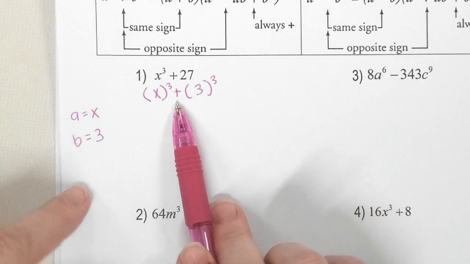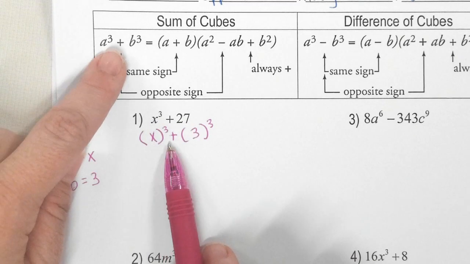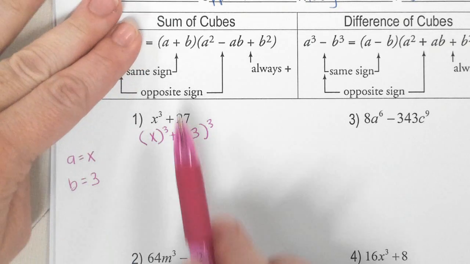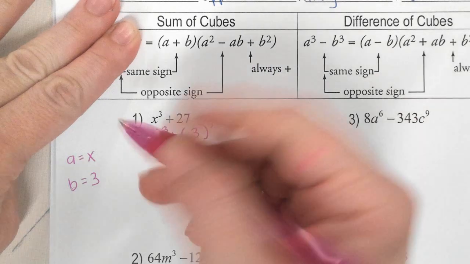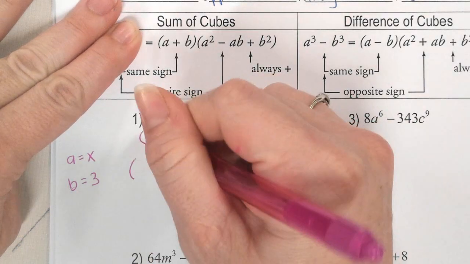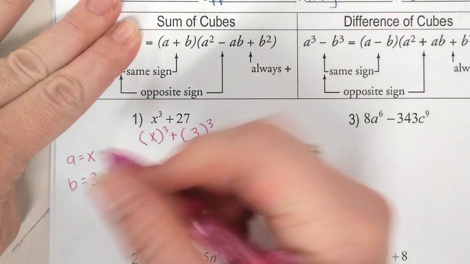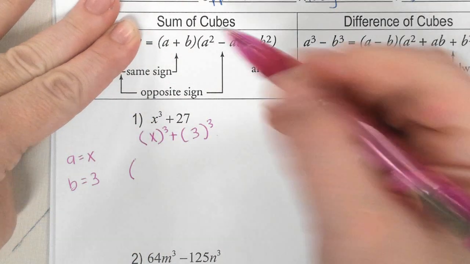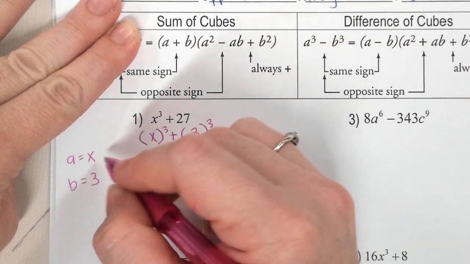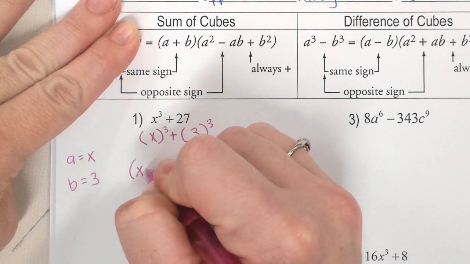So this was the sum of cubes. We found our A cubed plus B cubed. So now we just need to plug our A and B into our formula. Okay, so we're going to plug it in. And we're going to ignore this. Don't let this piece throw you off. The only thing you are looking at is your A and B. Yes? So A plus B is your first set of parentheses. So X plus 3.